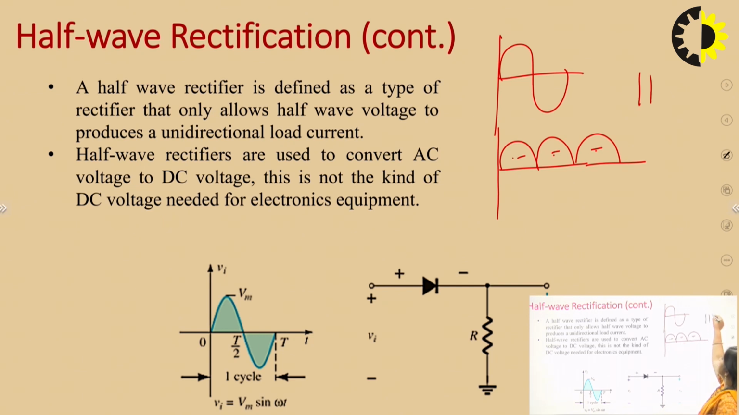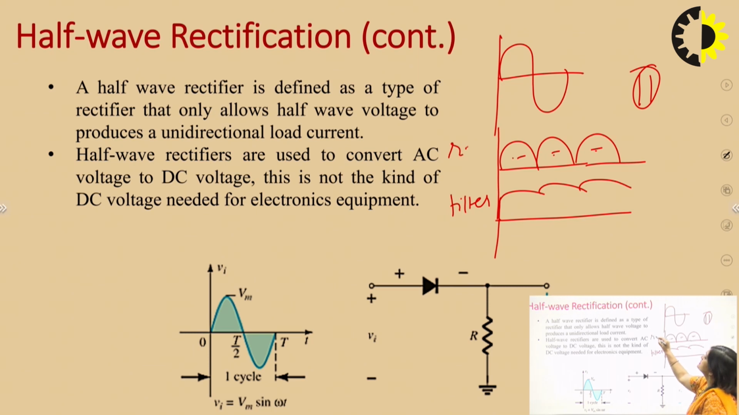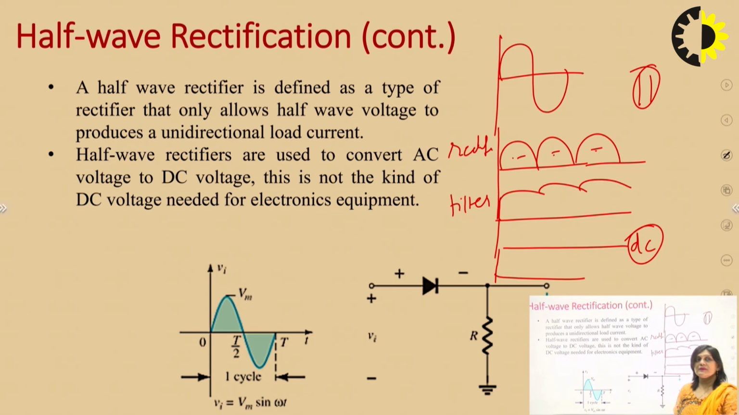These can be smoothed by passing these pulses through the filter. Like if you pass it through the capacitor, then through the charging and discharging of the capacitor, this waveform will be like in this way. This is the output of the rectifier, the output for the full wave rectifier, and this is the output of the capacitor. And if this is passed to the voltage regulator, then we can obtain the smooth DC. So this is how we can obtain the smooth DC from the AC signal.